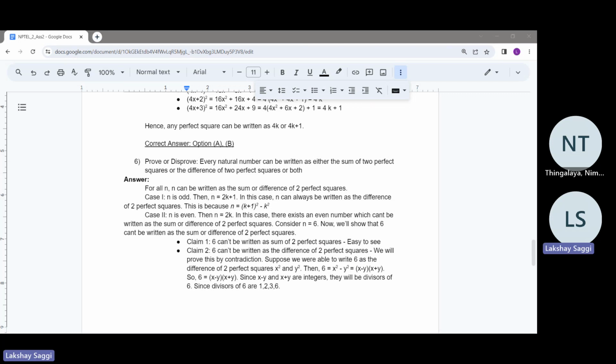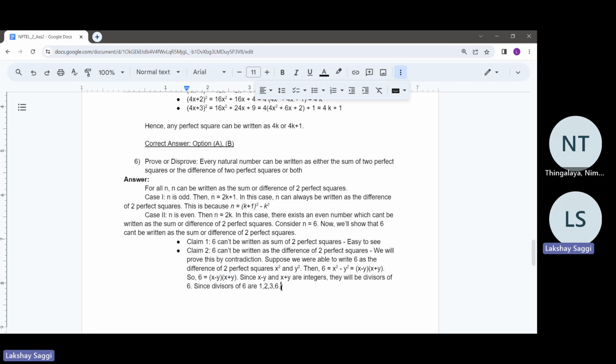So I'll leave this proof a bit as it is, since we are running a bit out of time, and I'll follow it up and explain it a bit more in the next class. So the main idea here is that 6 can be written as a difference of two squares. So it can be written as x minus y times x plus y. And since x minus y and x plus y are integers, they will be divisors of 6. And divisors of 6 are only 1, 2, 3, and 6.